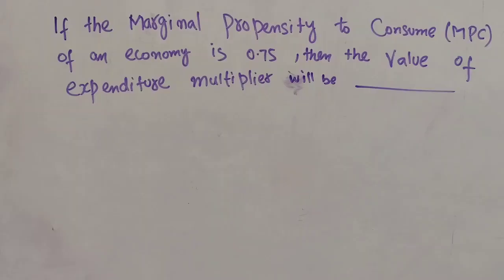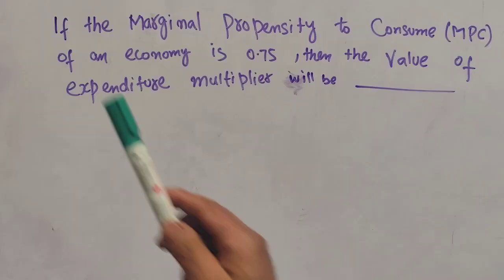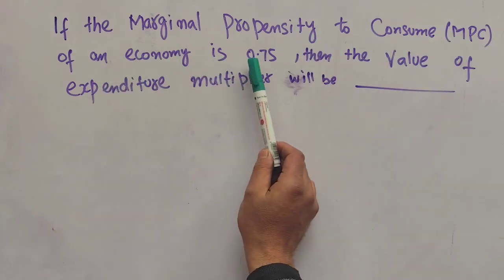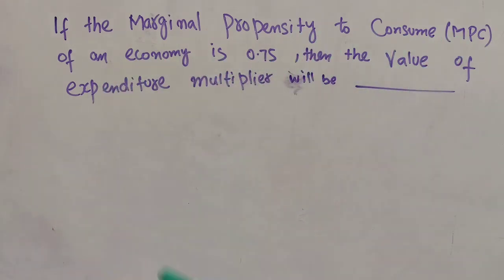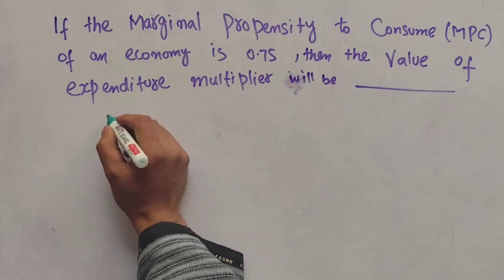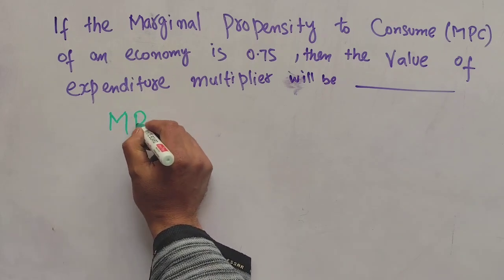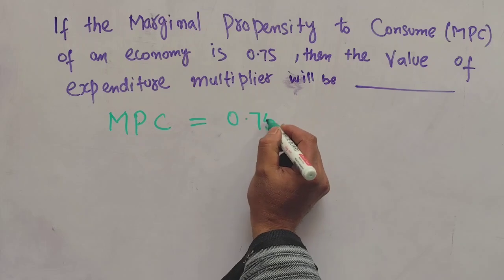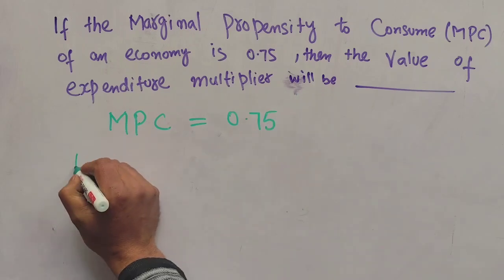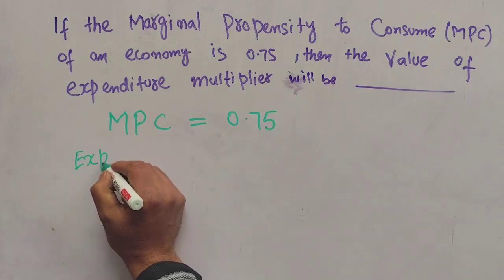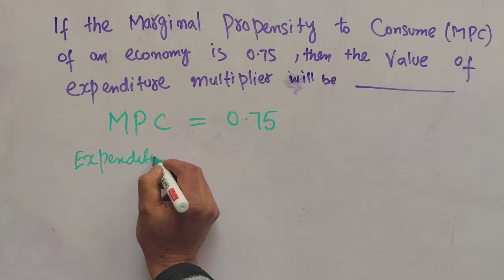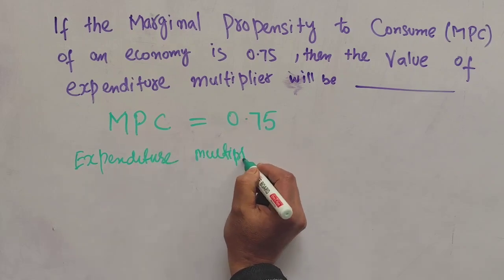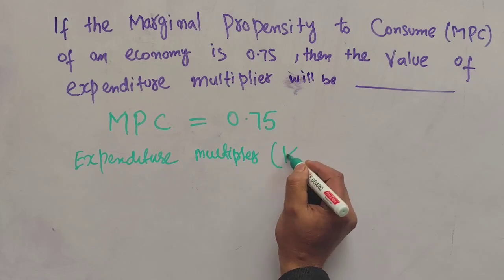The question is how to find out the expenditure multiplier. The question is, if the marginal propensity to consume of an economy is 0.75, then the value of the expenditure multiplier will be. So we have marginal propensity to consume equal to 0.75, and we are supposed to find out the expenditure multiplier. Okay, let us denote it by K.